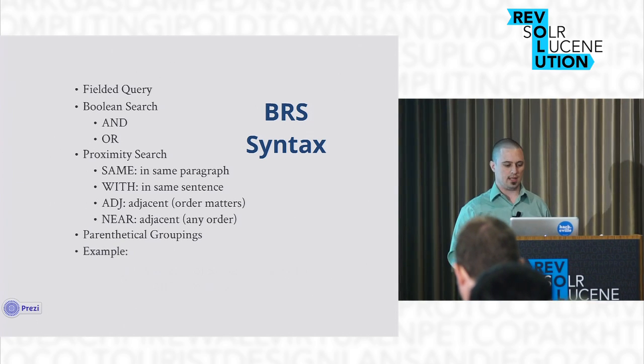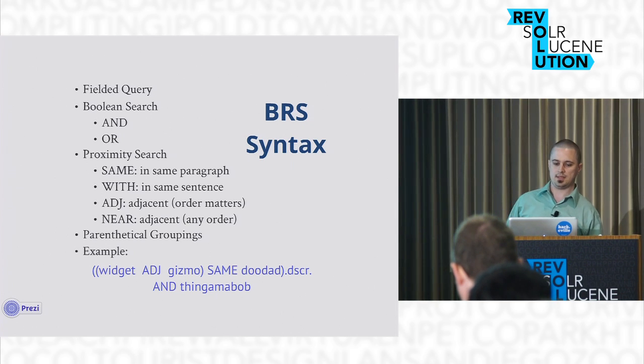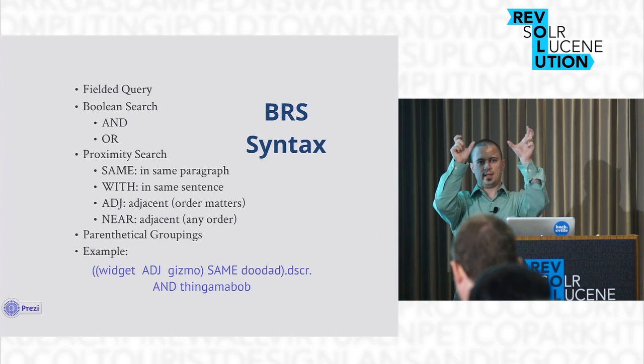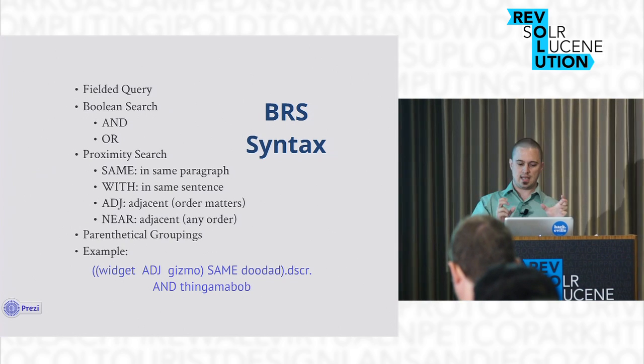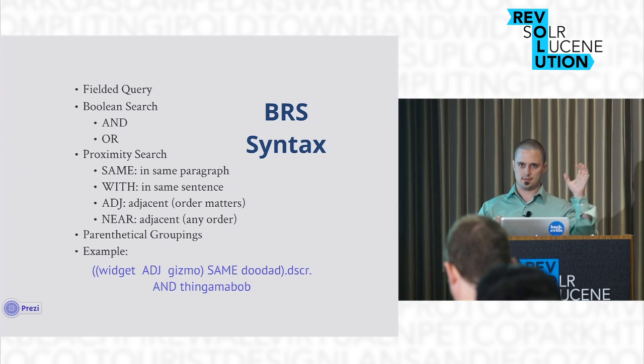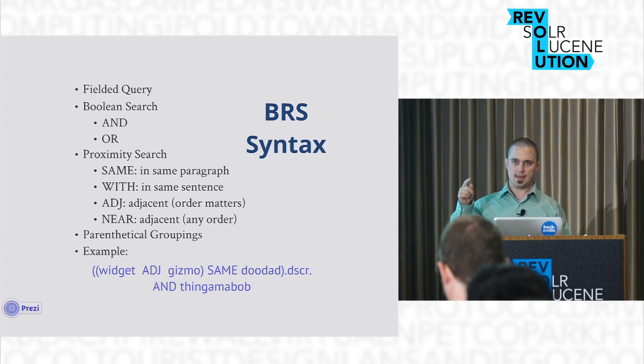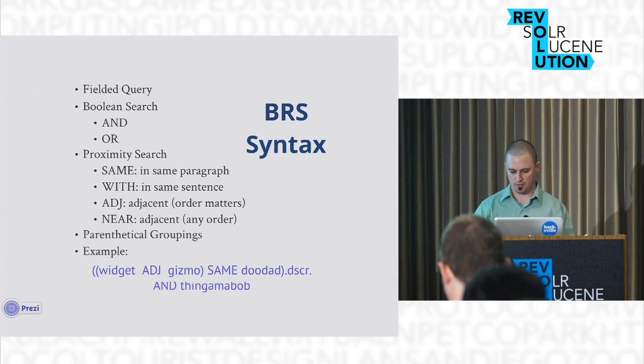And just to give you an example, here's what the syntax looks like. In this case, we're looking for a widget right next to a gizmo in the same paragraph as a doodad. All this stuff has to be in the description field, and don't give me a document back unless it's also got a thingamabob. So there's kind of an idea of how the search works.